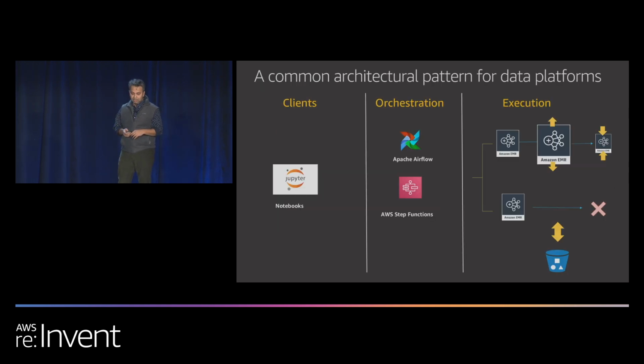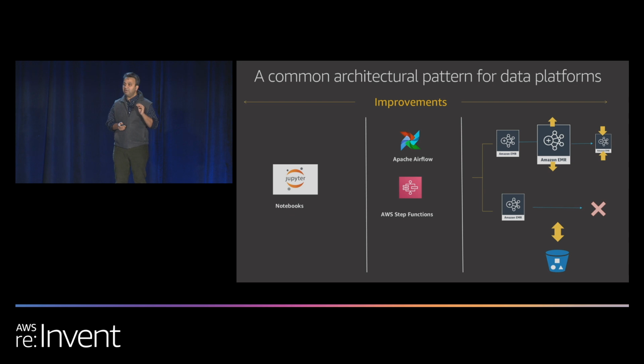So when we think about our product, we think about making improvements in all of these sections. We think about clients, such as EMR Notebooks, which is our fully hosted Jupyter-based notebook. We have orchestration layers, so customers use Airflow. We also integrate with AWS Step Functions. And then we call the bottom layer the execution layer. So what we'll talk about is improvements that we have made in all of these segments.